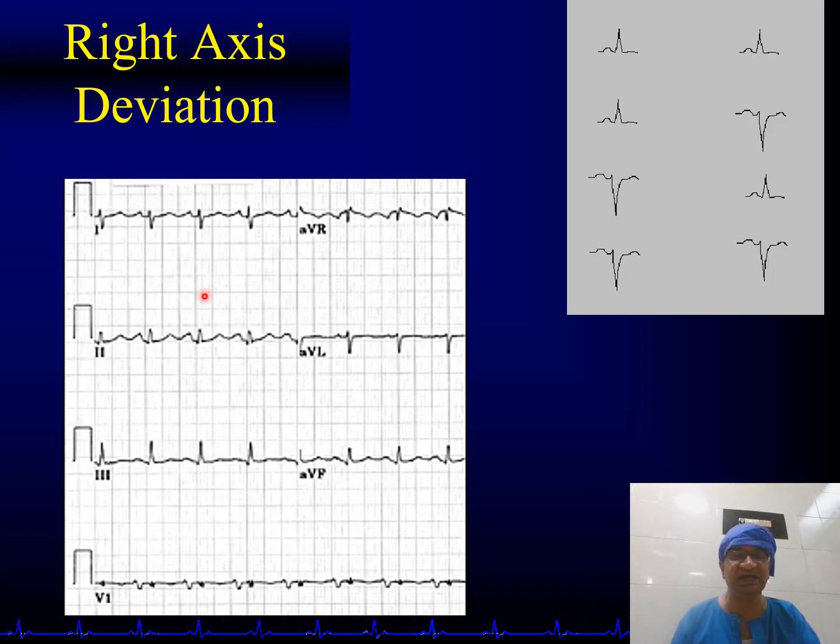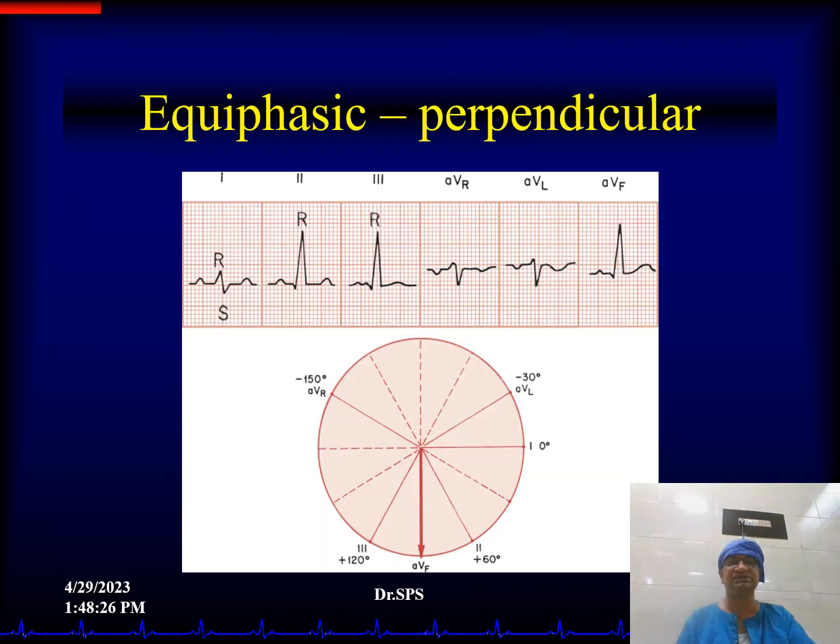Predominantly lead 1 is negative and aVF is positive. This is right axis deviation. Where predominantly lead 1 is positive and aVF is negative, it is called left axis deviation. This is right axis deviation.